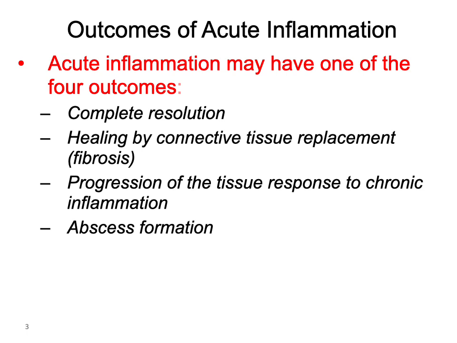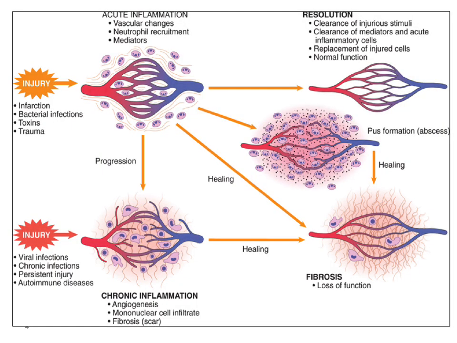In some cases, the organism is killed, and this produces a lot of dead tissue and dead WBCs, but this is not actively removed. The dead material is not removed by the body. As a result, you have a collection of pus or purulent material, and this is known as abscess formation.